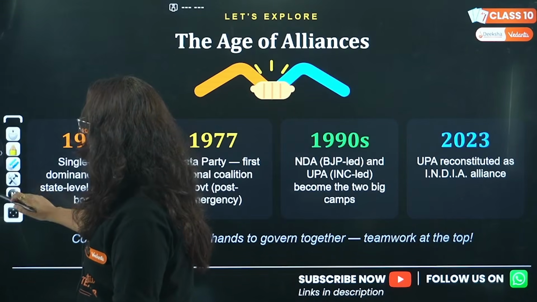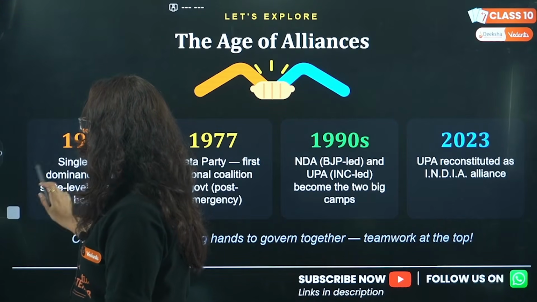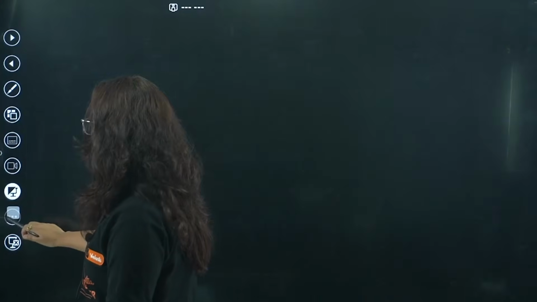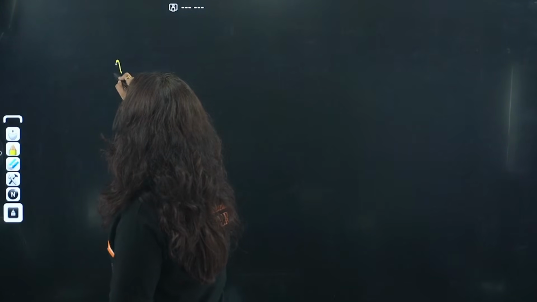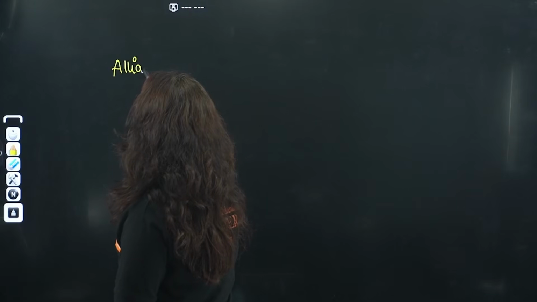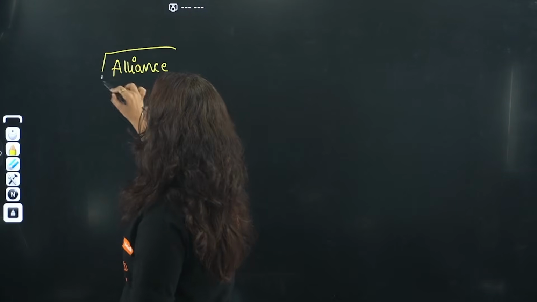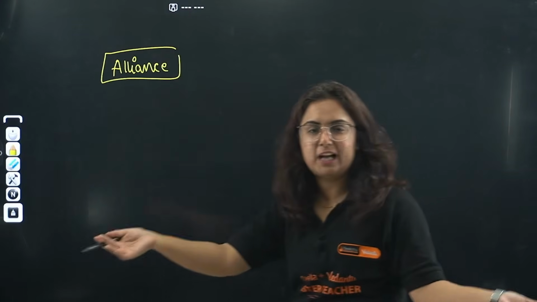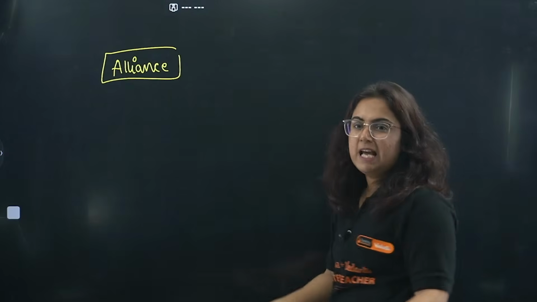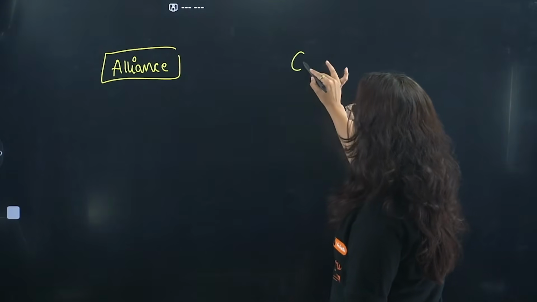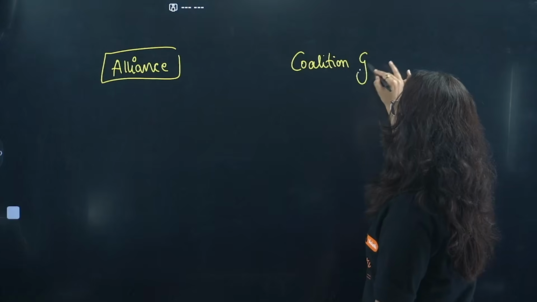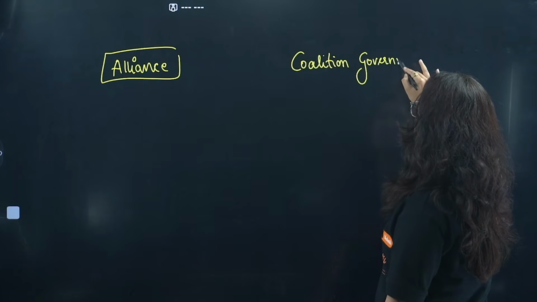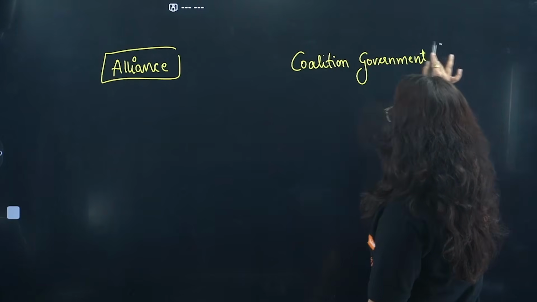So beta, there are 2 terminologies that you have to understand here. One is alliance. Before telling you the history of alliance in India, I should tell you the definition first. There is a word alliance and there is another word, coalition government. Very good.